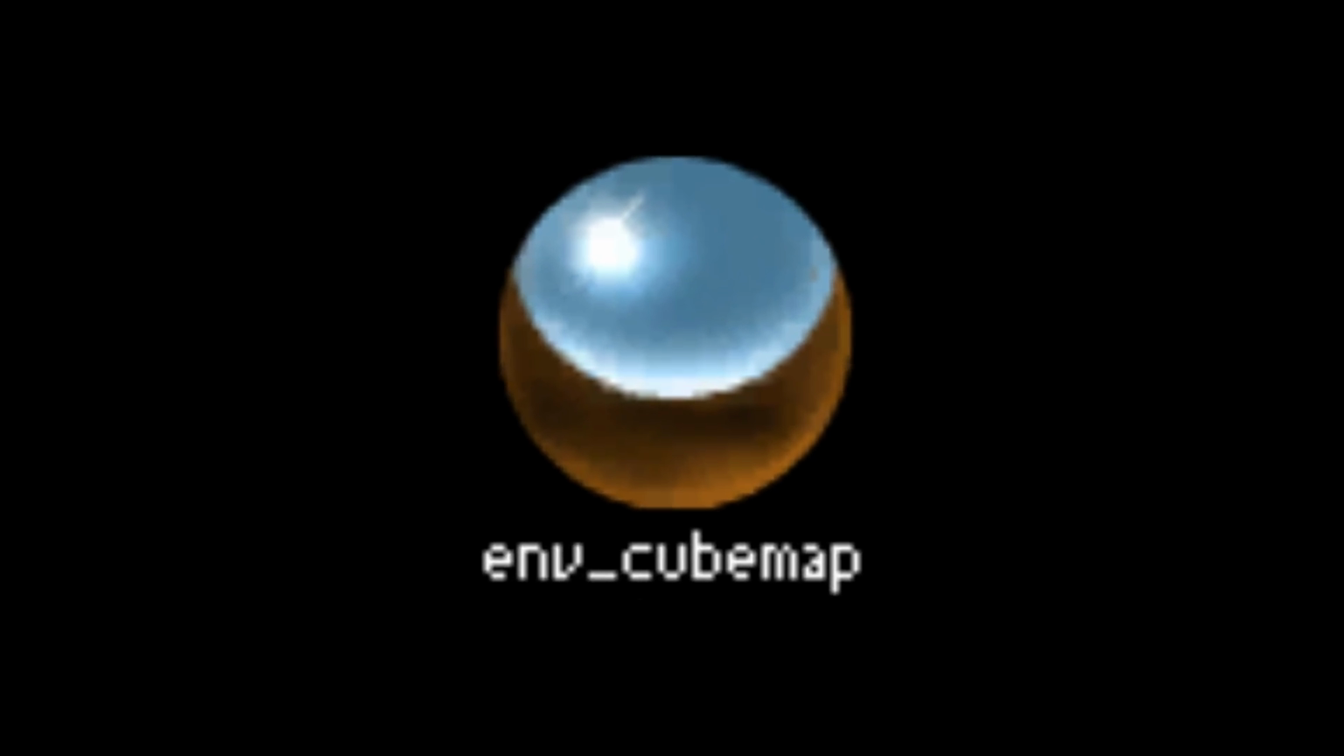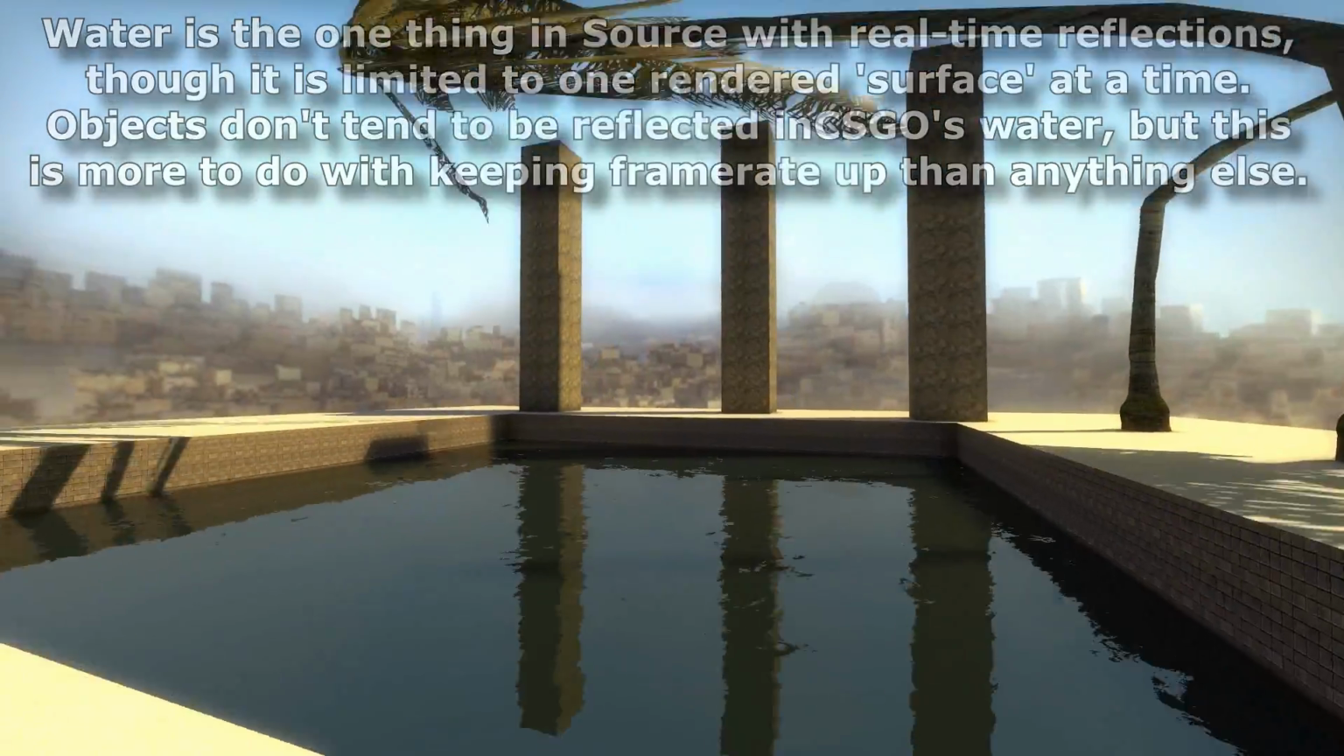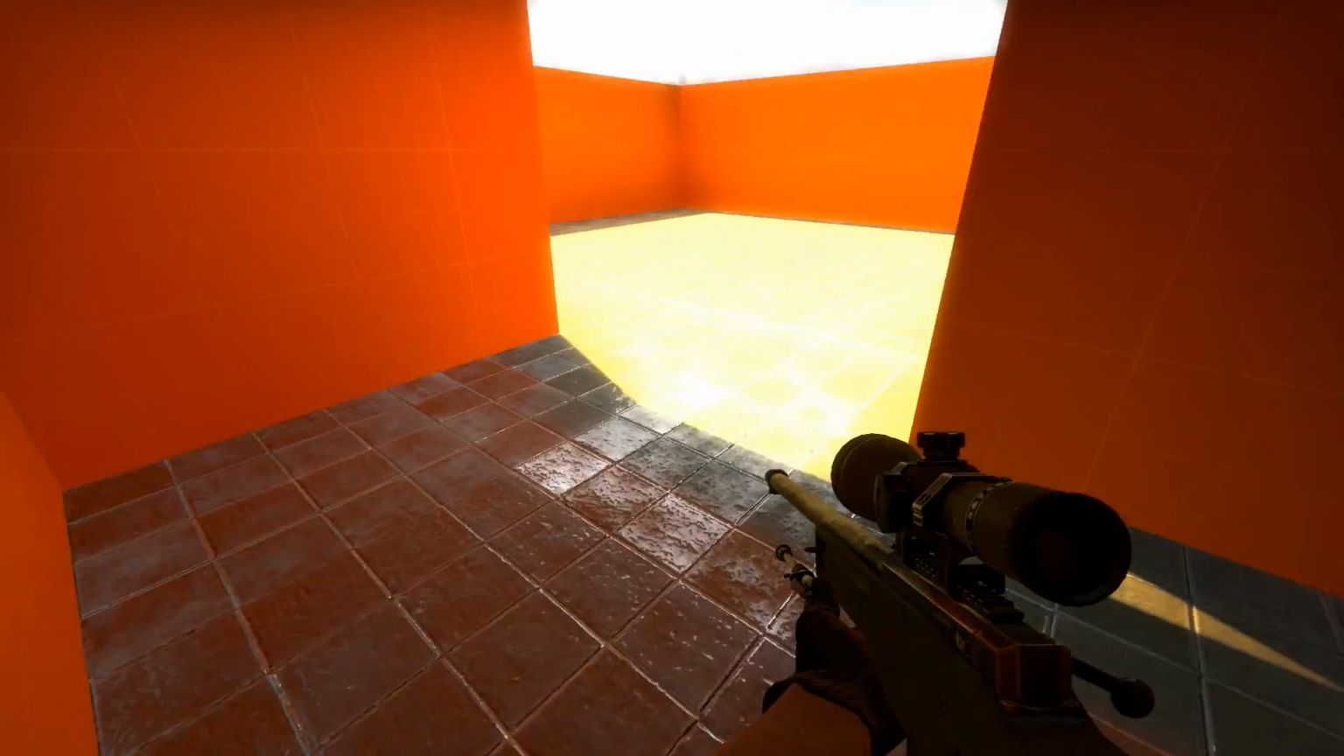Cubemaps are Valve's way of making reflections. Instead of ray tracing or calculating them in real time in some way, shiny objects get their reflections from a picture stored in the map file itself. The reflection pictures are taken when you enter the build cubemaps command in the console, so they won't change regardless of what happens around them during gameplay.